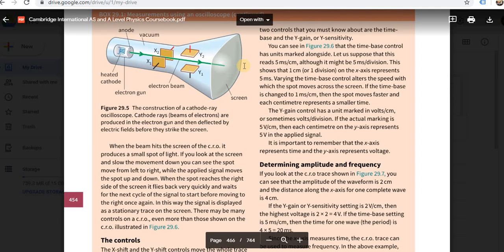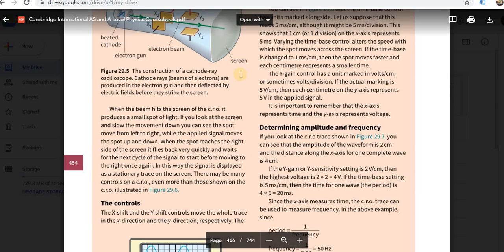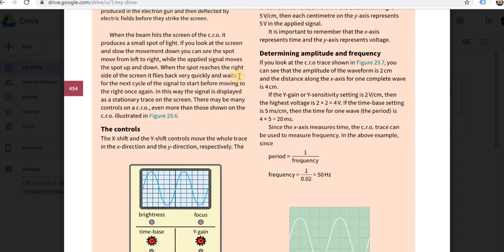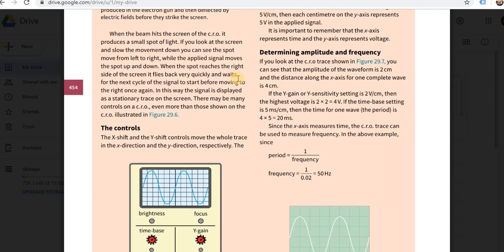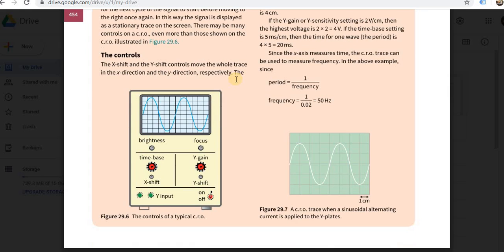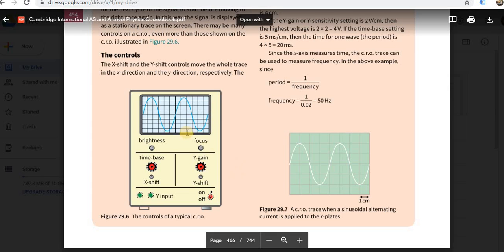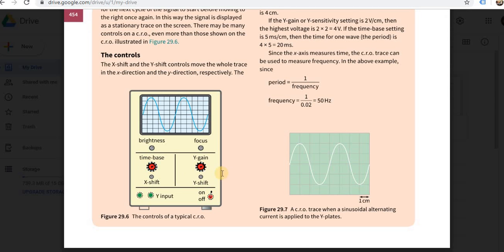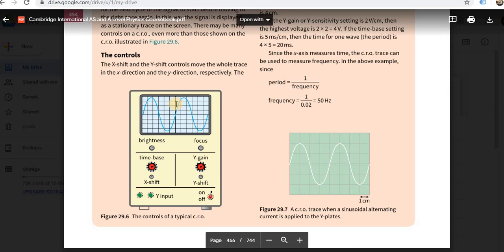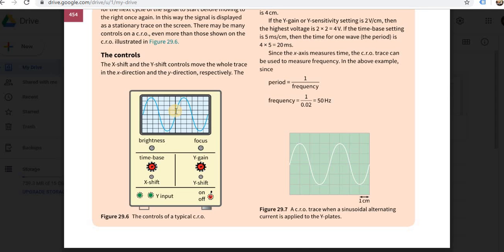Alright, we also have to learn how to take readings from this. You have learned it already in the O-level class. Here are the controls. The X shift and the Y shift controls move the whole trace in the X direction and the Y direction respectively. As I told you, you can try downloading one of those oscilloscope apps, and you can turn this and see how the shape of the wave changes. You may see that the wave is stretched horizontally or vertically.